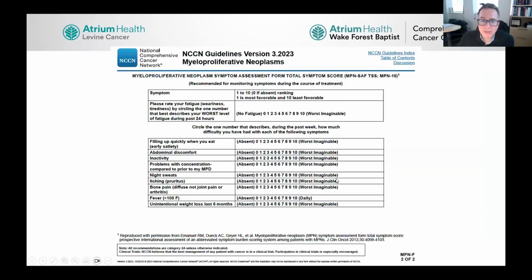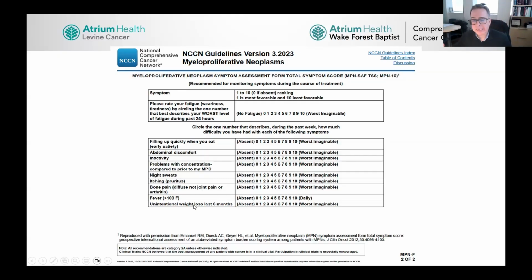That's an important part of that. And this is the symptom assessment form. It's very easy. It can be downloaded, it can be put into an electronic medical record, and it is distilled from lots of different symptoms, taking the ones that can be quantified and used to develop a symptom score. You can see fatigue is up there, the number one symptom, you rate it, as well as early satiety, abdominal discomfort, inactivity, problems concentrating, night sweats, itching, bone pain, fevers, and then weight loss.